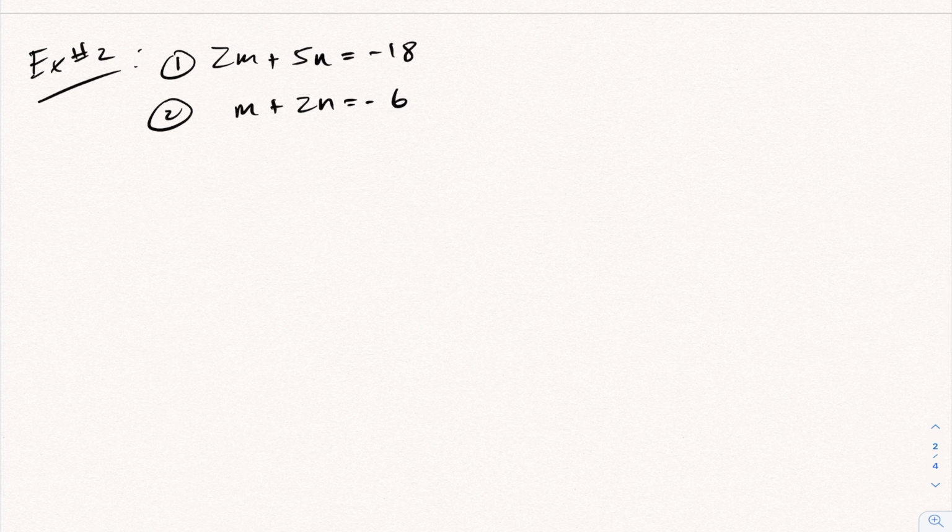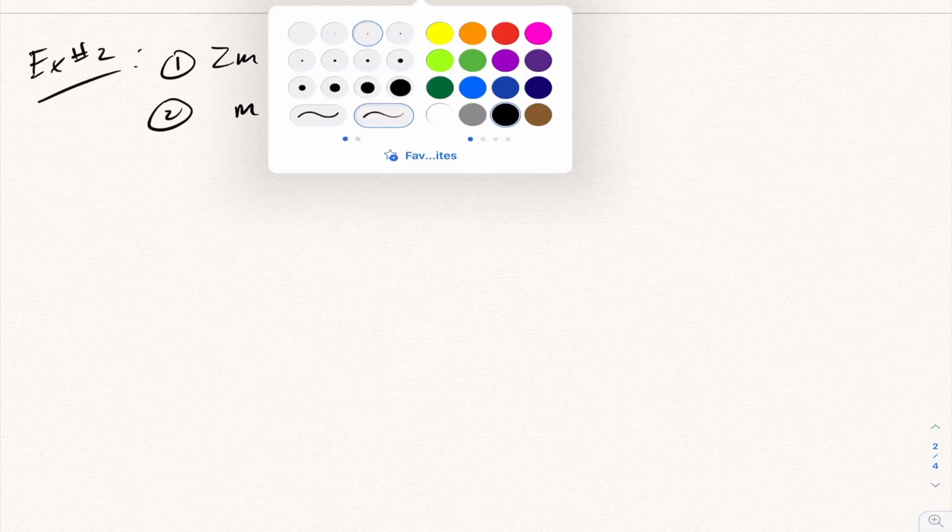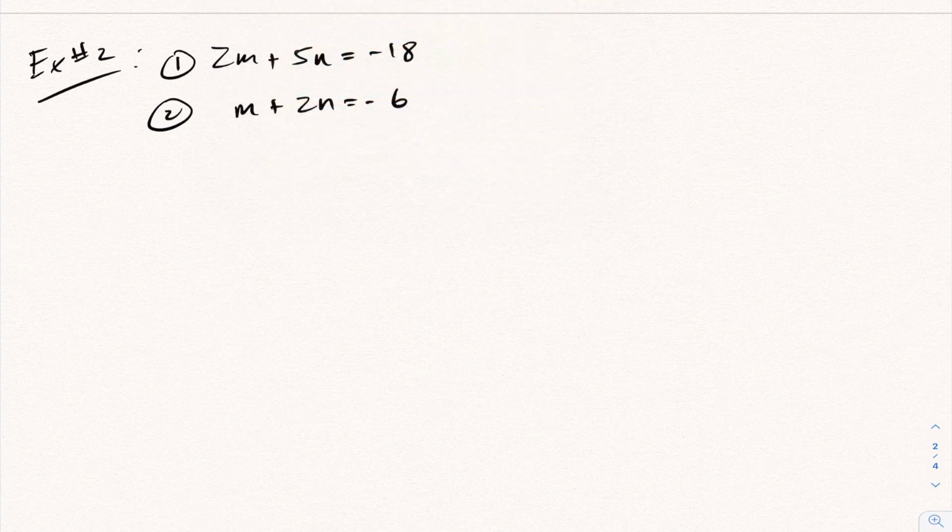Okay, notice you don't always have to use x's and y's here. You can use any letters. In this case, they use m and n's. Again, you want to find the equation and the variable that has a 1 in front, or a minus 1. In which case, it's going to be my equation 2 and my m. So what am I going to do? I'm going to isolate for m in equation 2. So therefore, if I do that, you get negative 6 minus 2n.